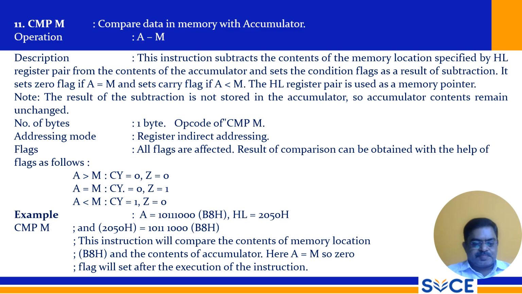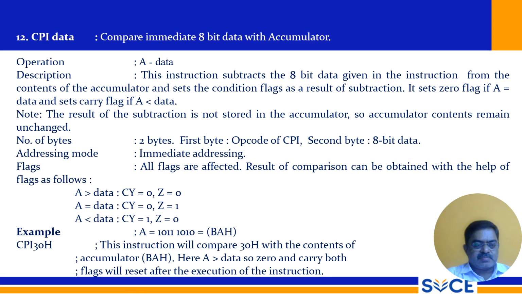Similarly, compare M. The contents of memory location pointed by HL register pair will be compared with A, and in a similar fashion the flags are set. Here it comes under register indirect addressing mode. CPI data, it is very similar to the earlier one. The flags are set in the same fashion, and it comes under immediate addressing mode. So the data is specified within the instruction itself.